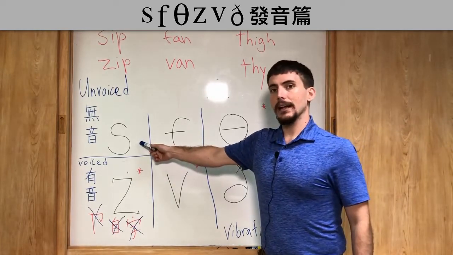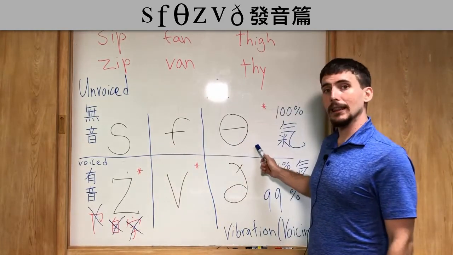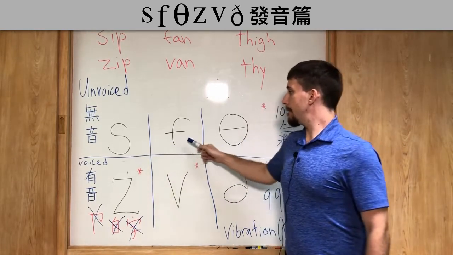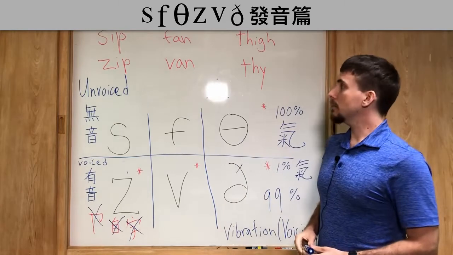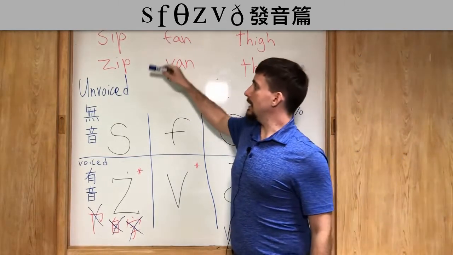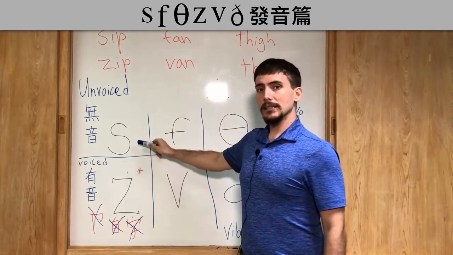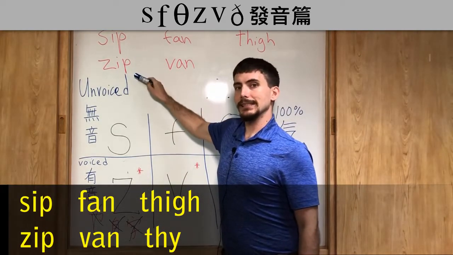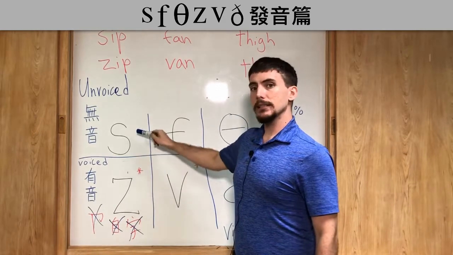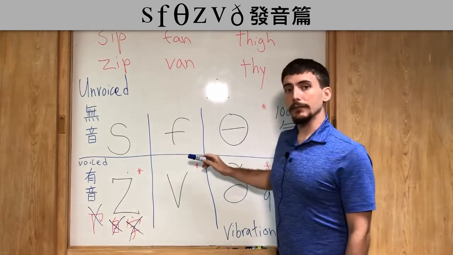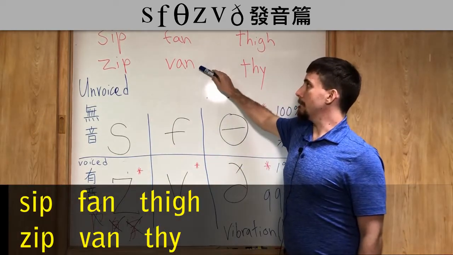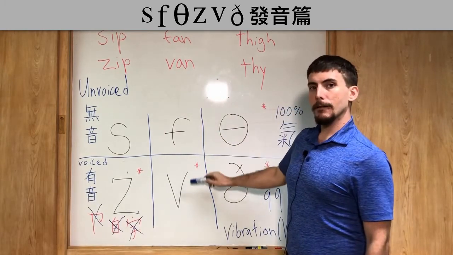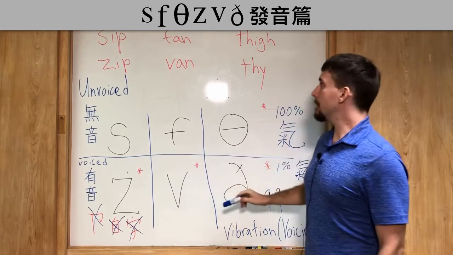Here we have S, F, and F. S, F, S, F. Now, let's practice up and down. S, Z, S, Z. Sip, zip, sip, zip. S, Z, S, Z. F and V. Fan, van, fan, van. F, v, f, v, f, v.